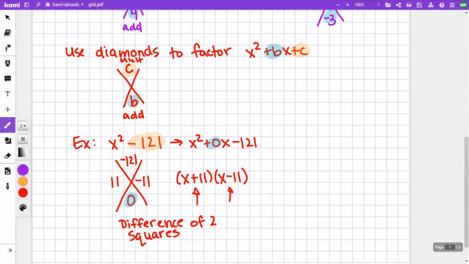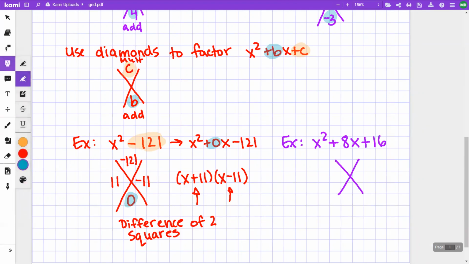And let me give us one other one. Let's say, for example, we had x squared plus 8x plus 16. Now, in this case, my positive 16 is going to go here. My positive 8 is going to go here. And actually, I'm going to make this a negative 8. Make it a little more interesting. Okay, so that negative 8 is going to go here. And my 16 is going to go here.